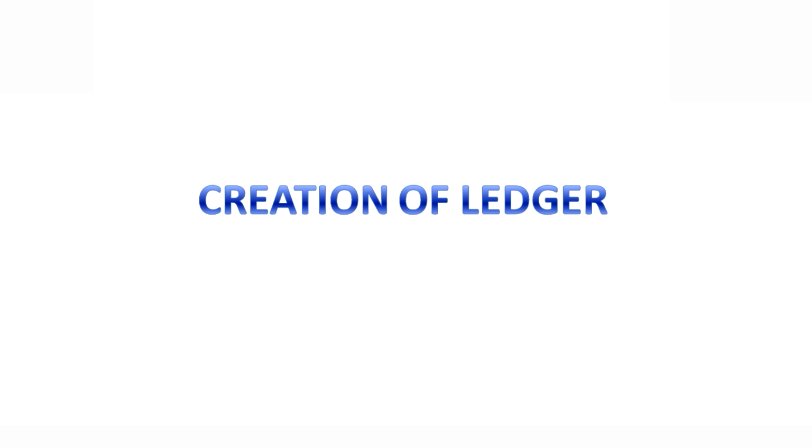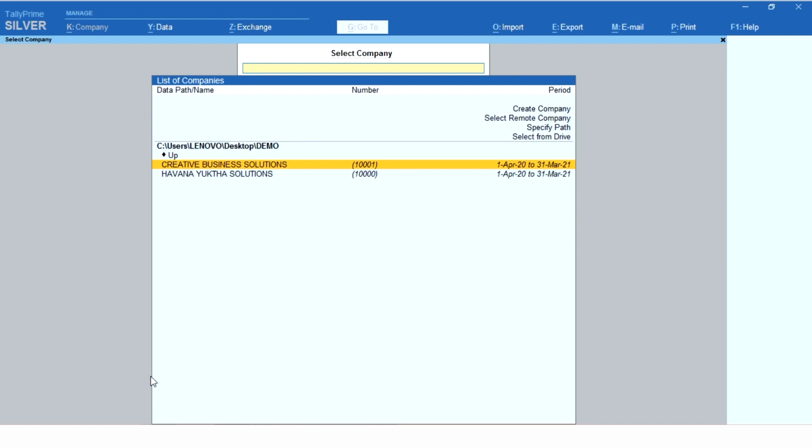In this video, we'll learn how to create our ledgers in Tally Prime. First, we go to our Tally Prime and we'll open one company to create our ledgers. So we'll switch on to our Tally Prime now. So this is your Tally Prime. So we'll open a company in the name of Avana Yukta Solutions.